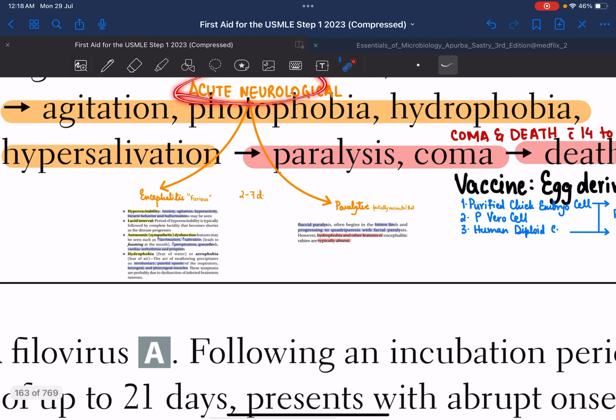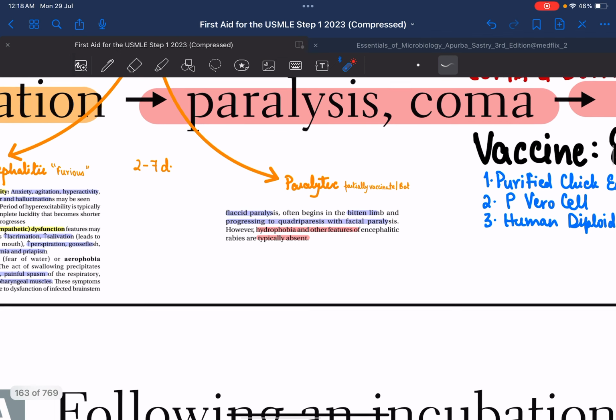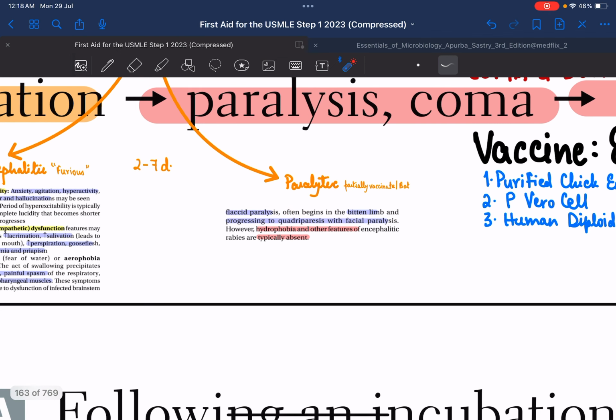The acute neurological phase might also present as a paralytic phase in case of a partially vaccinated individual, or in case of bat bites. Okay, in such a case the patient presents with flaccid paralysis, which basically begins in the limb to which the bite is there, and it then progresses to quadriparesis, that means paralysis of all the 4 limbs along with facial paralysis. The typical features of hydrophobia and all are absent in case of paralytic phase.